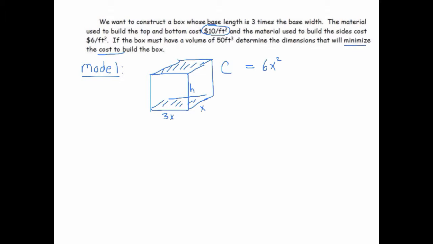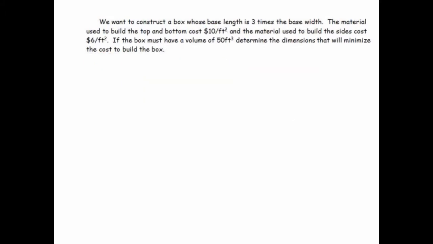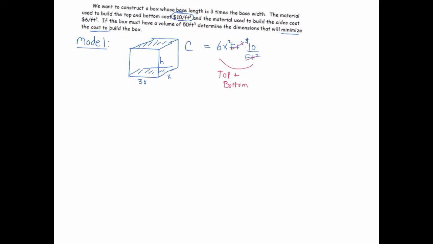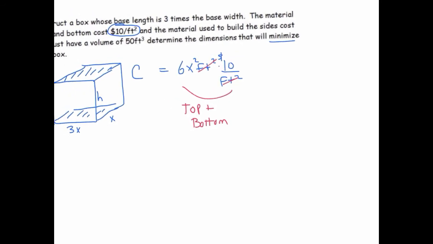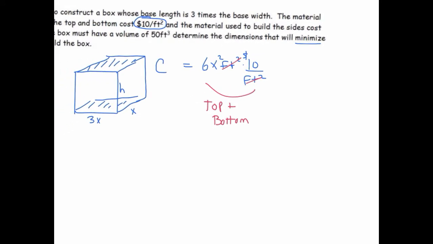Just to give you a sense that this is actually going to give cost, I'm going to put in units. That's feet squared. And then since it's $10 per square foot, I'm going to multiply that by $10 per square foot. And then you can see that those cancel. And of course that was the top plus the bottom. Let's move this over.